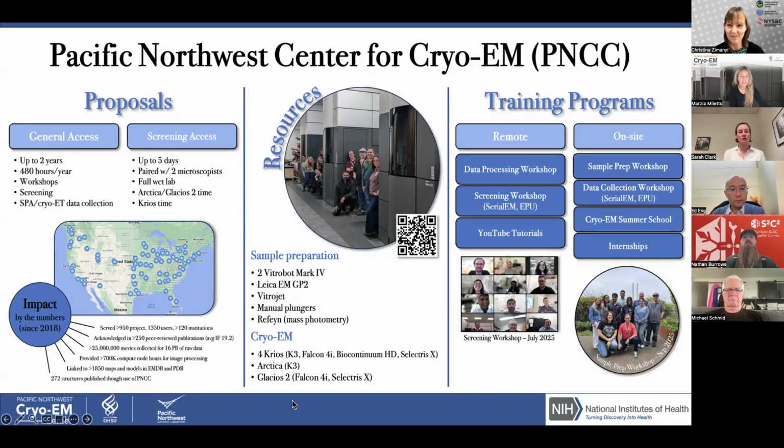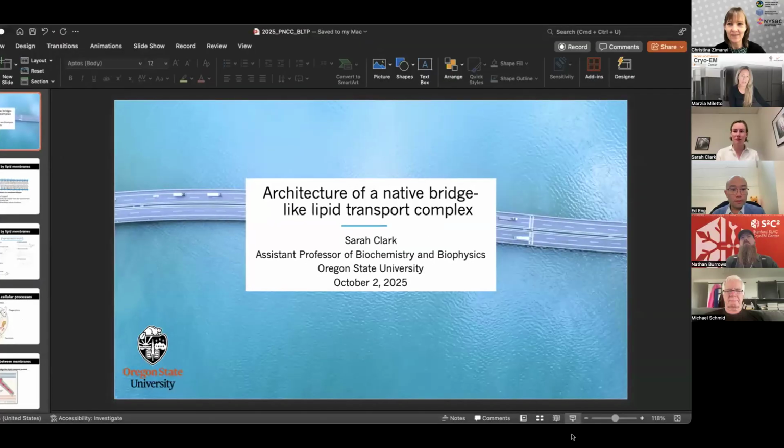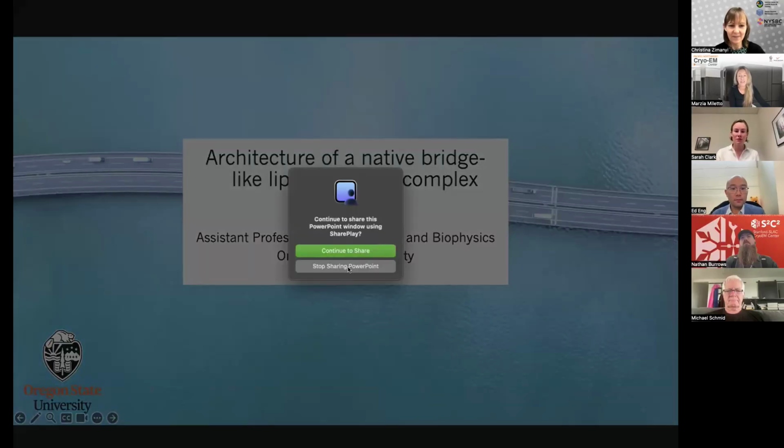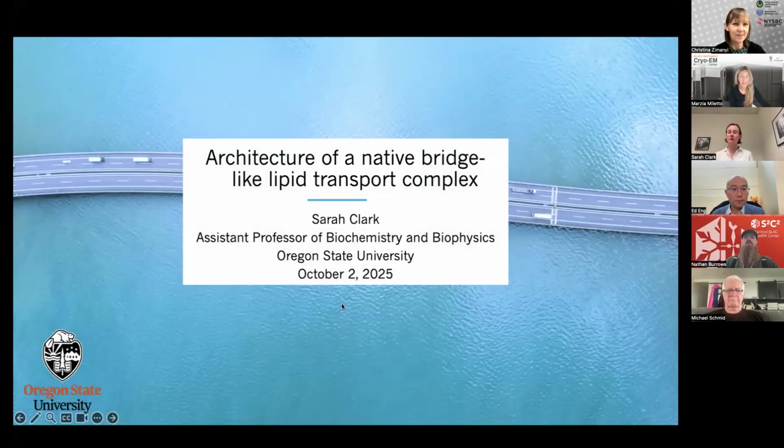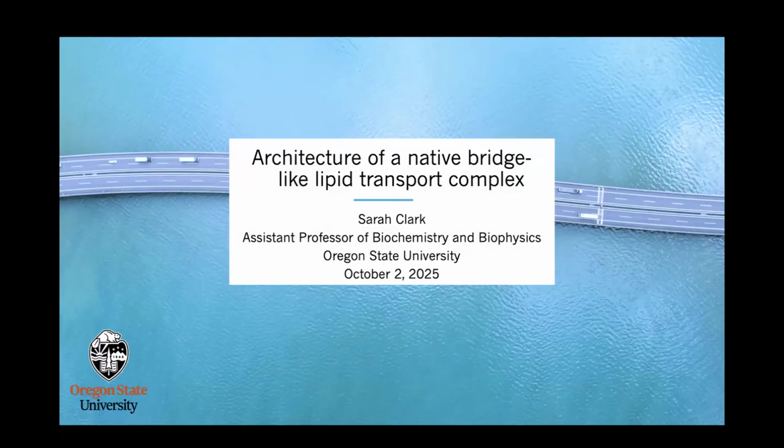I'm so pleased to introduce today's speaker, Sarah Clark. Sarah received her PhD from Oregon State University in molecular and cellular biology, and she worked as a postdoc researcher at Oregon Health and Science University, and is now back at Oregon State as an assistant professor in the Department of Biochemistry and Biophysics. The focus of her research is on the structural biology of membrane proteins, and in particular, she's interested in understanding the molecular mechanism of lipid transport, as well as of sensory transduction, using a range of advanced techniques such as cryo-EM.